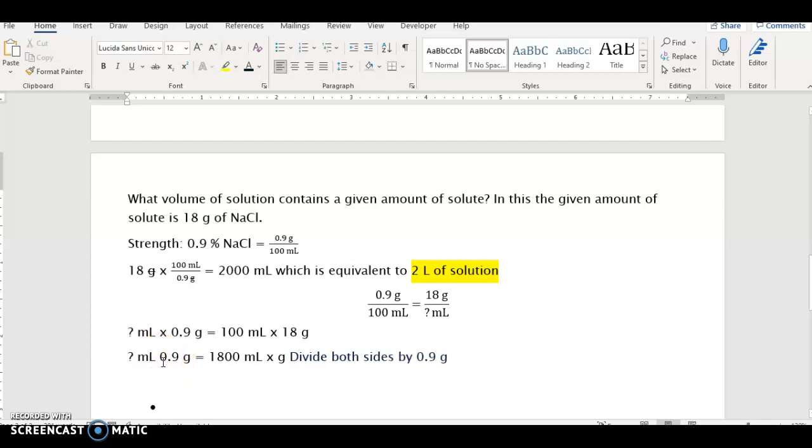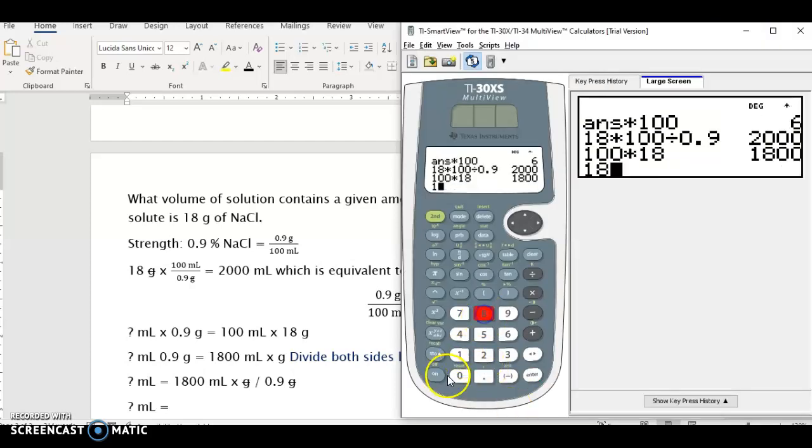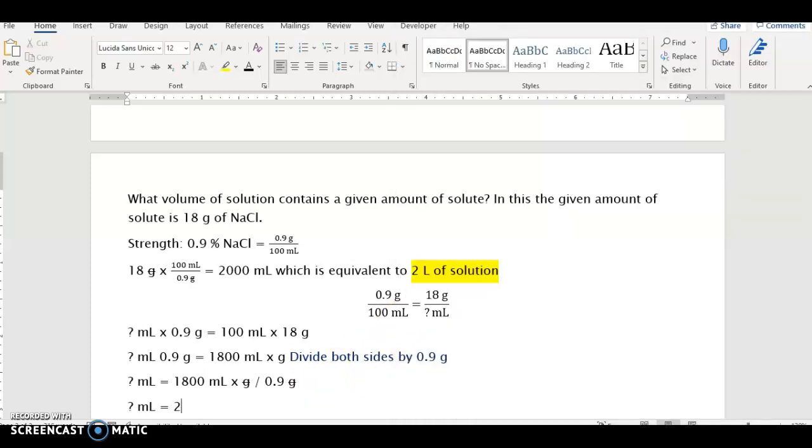When I divide by 0.9 grams on the left-hand side, I'm left with question mark milliliters, the unknown number of milliliters. So I'm going to take 1800 milliliters times grams, and then divide by 0.9 grams. In the process, grams are eliminated, and we're left with milliliters. So I do 1800 divided by 0.9, and we end up with the answer of 2,000 milliliters, which is equal to 2 liters. And that's another way you can approach the problem.